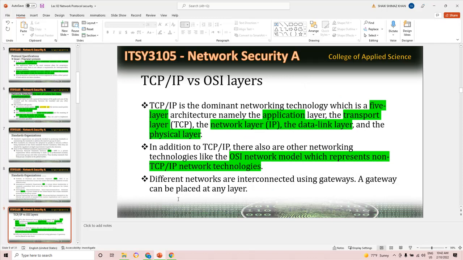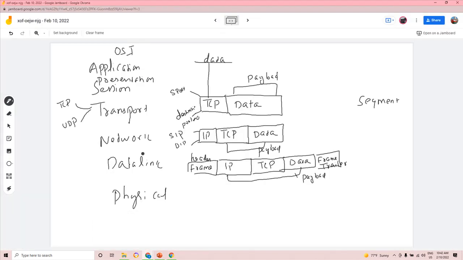Okay. Now we are going to compare the TCP/IP and OSI layers. Please, you should remember the TCP/IP layers and the OSI layers. So what are the different layers in the TCP/IP? Can you tell me, students? Now this is OSI. What are the layers in the TCP/IP? We discussed in the first slide itself.